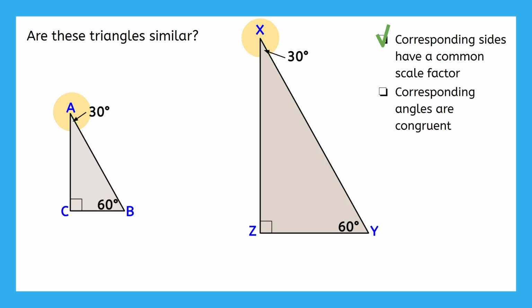We can jot this down using some math symbols to keep track of our work. This says angle A is congruent to angle X. We have the symbol for angle here and the symbol for congruent here.